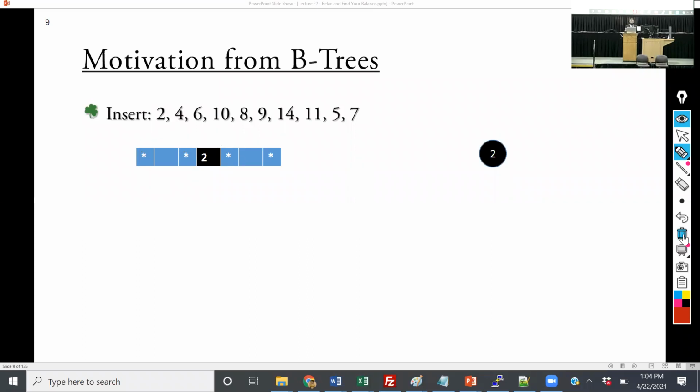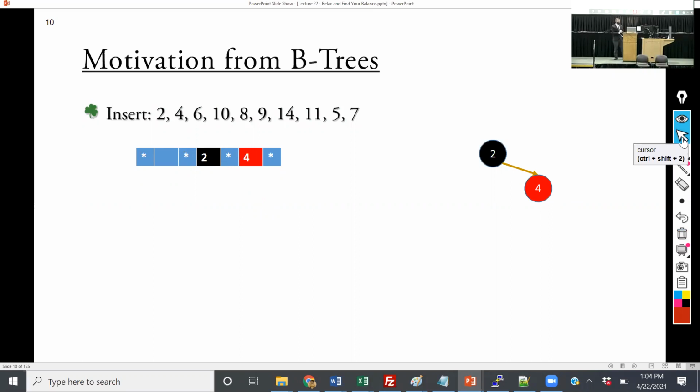Next, I'm going to put 4 in. Here's how this is going to work. 4 is going to be greater than 2, so I'm just going to put 4 over here. We haven't filled it up, so what you're going to see in the next animation is I'm going to put 4 over here, and I'm going to denote this as a red node. Does that make sense so far?